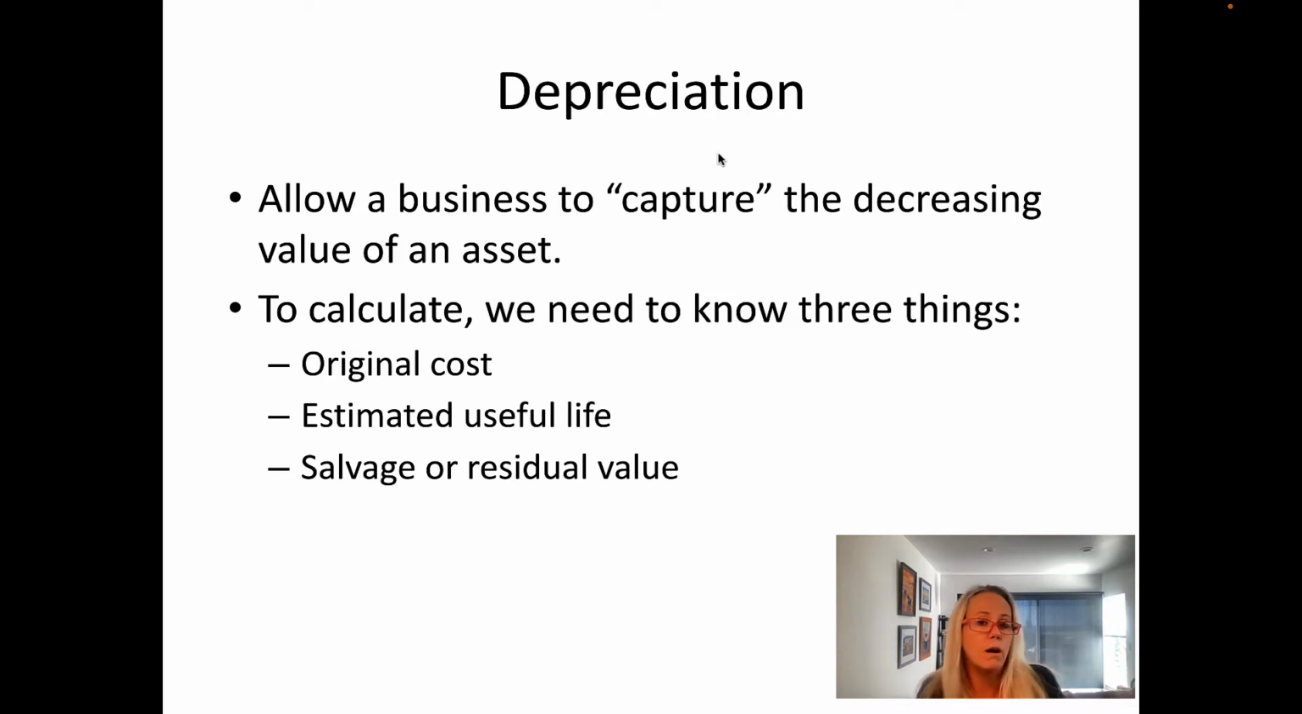When you purchase a car, there's a saying that the minute that you drive a car off the lot, you're losing hundreds, maybe thousands of dollars. That's true. The vehicle depreciates almost immediately. And so depreciation allows you to capture that lost value on your financial statements and give you some benefit for that. So to calculate depreciation, we need to know three things. First of all, the original cost of the asset. Second of all, the estimated useful life. And then third, the salvage or residual value, what it's worth at the end of its useful life.